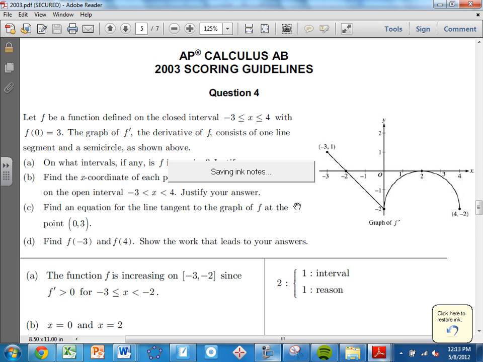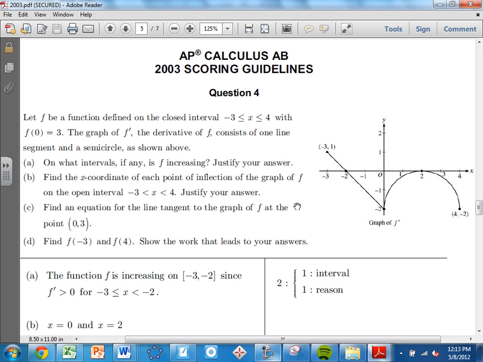Find the x-coordinate of each point of inflection of the graph of f on the open interval -3 to 4, justifying your answer. Second derivative? So we think about the second derivative, right? Now, we already have the first derivative, don't we? So we're really finding the derivative of the derivative.